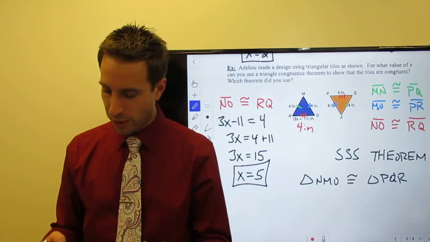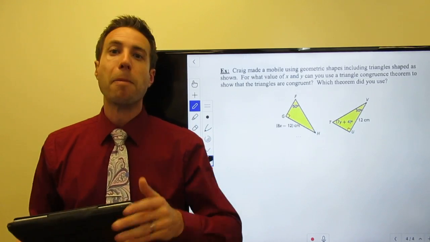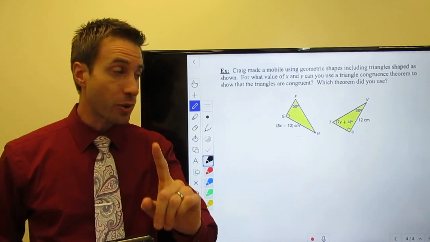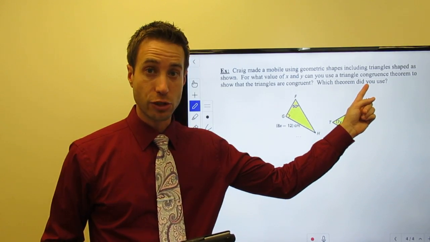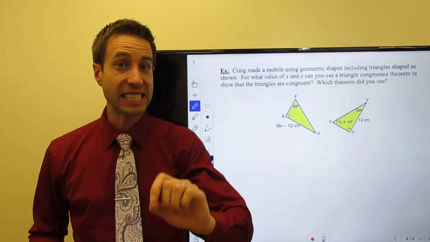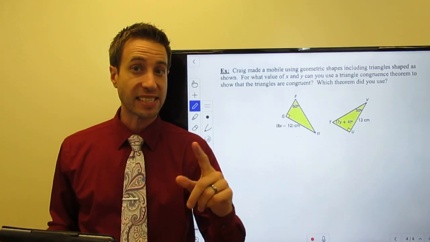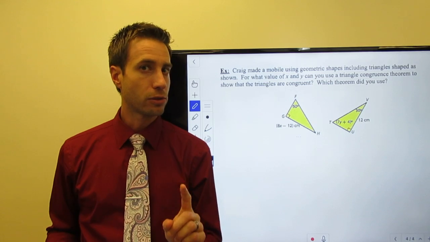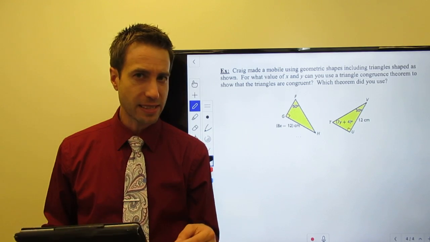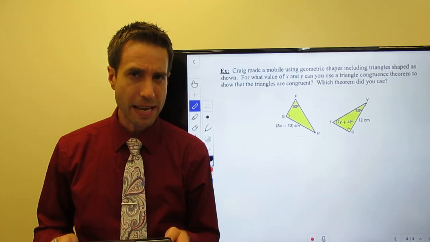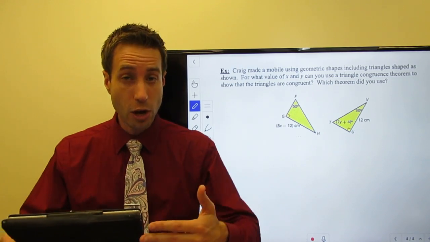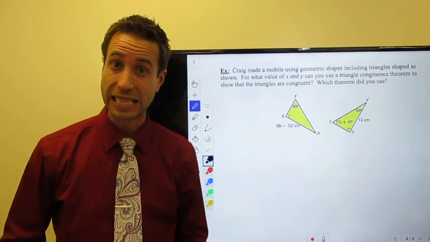I got one more problem for you guys here on the next page of the notes. Please read very carefully. Notice that in this problem, I want to know which theorem did you use. So even though this is in the section where we've been talking about the side theorem, don't get sort of trapped into the idea that you have to use that theorem. It's entirely possible we might use something else. Let's just see where the geometry leads us, okay?